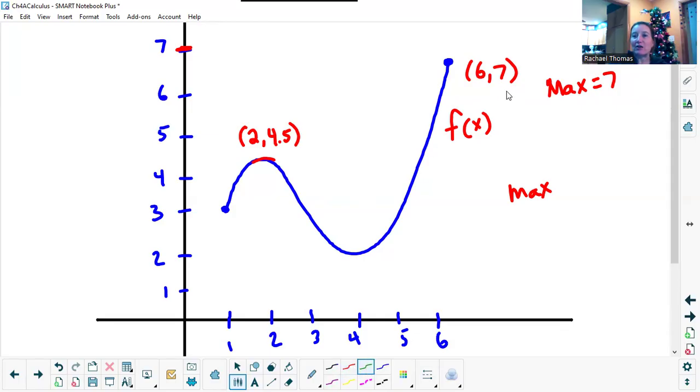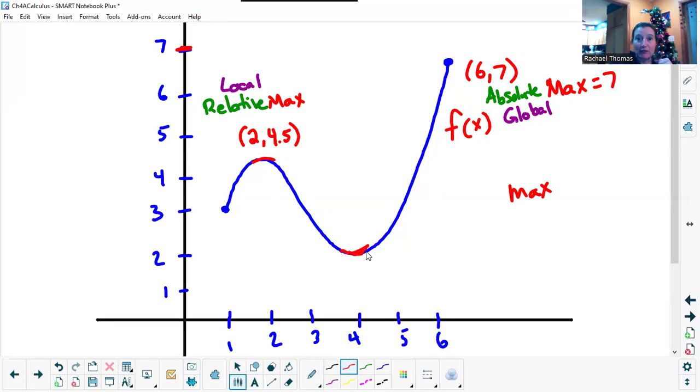I'm going to call this maximum value of 7 at the point 6 comma 7 the absolute max. It is the absolute highest value on the entire domain. And then the value of 4.5, happening at the point 2 comma 4.5, that is a maximum, but it's not the overall maximum of the entire function. So we're going to call it the relative max. And other words that you might use for this: we could also call this guy the global max. 7 is a global max, and then 4.5 is a local max.